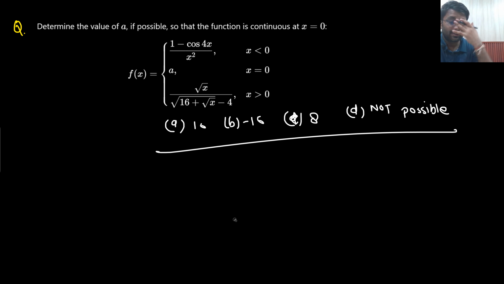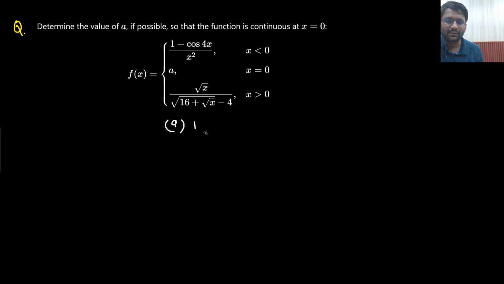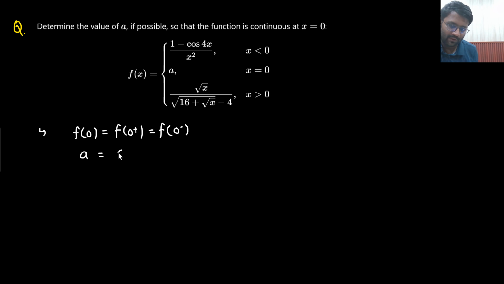Yeah, so did you solve this question? What was your answer? Let's check out the answer. Okay, so what they are saying is: determine the value of A if possible so that the function is continuous at x equals 0. So they are saying that the function is continuous at x equals 0. What does that mean? They are saying that, sir, f of 0 equals f of 0 plus equals f of 0 minus. This is what they are saying. Now, do you know the value of f of 0? Yes, sir. Do you know the value of f of 0 plus? No. Do you know the value of f of 0 minus? No.